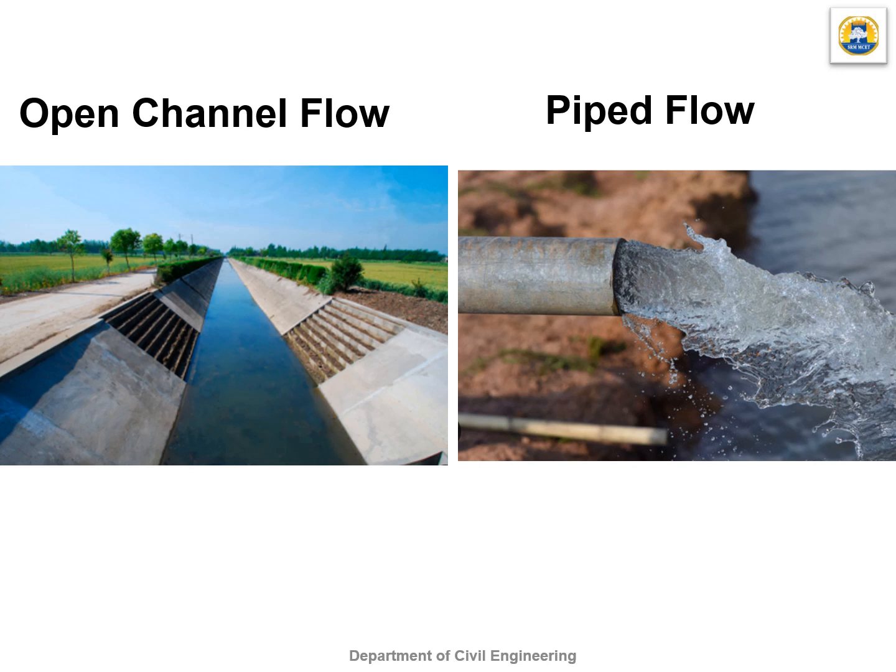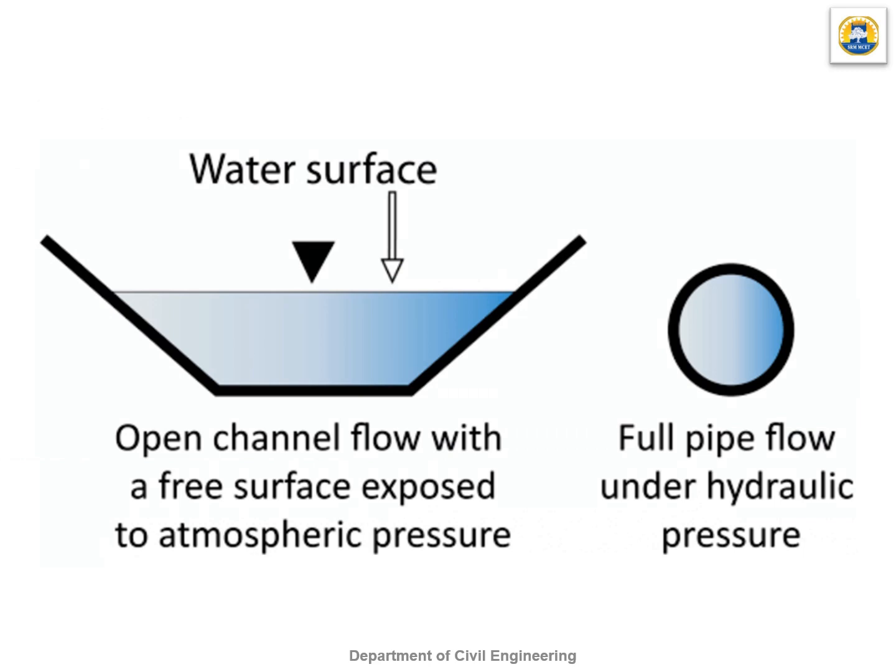In piped flow, mostly it will be a circular cross section where there will be a pressurized flow of fluid inside the pipe. So for the open channel flow, the water surface will be open to atmosphere, where it is a free surface exposed to the atmospheric pressure. Whereas in the piped flow, the full pipe will be completely flowing with the hydraulic pressure.